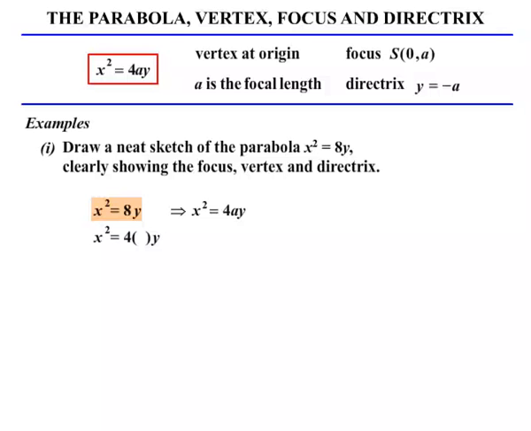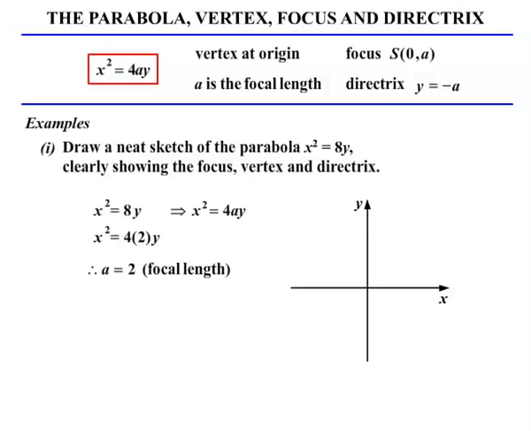So let's just concentrate on that. We need to write x squared equals 4 something y. So that 4 something, okay, 4a needs to be 8. So we need to put a 2 there. 4 times 2 obviously is 8. So that 2 is our value of a, known as the focal length. So let's draw a little sketch. Its vertex is at the origin. Now a equals 2, the focal length.